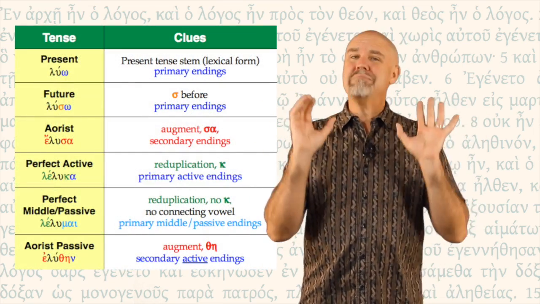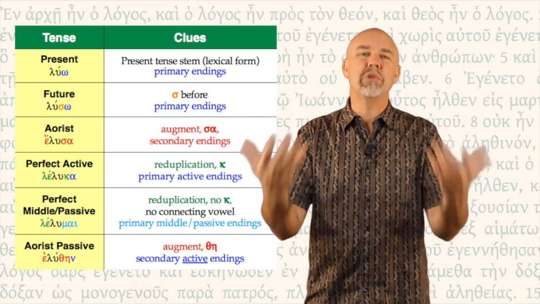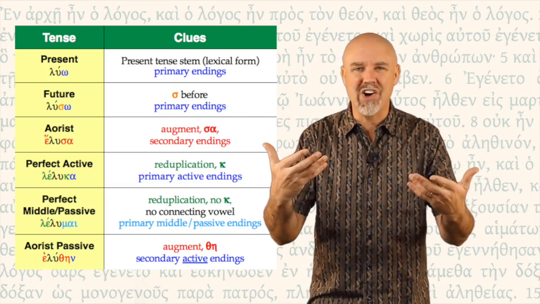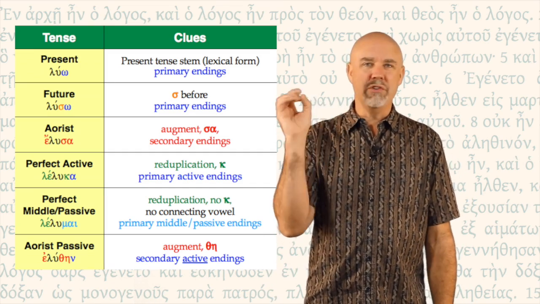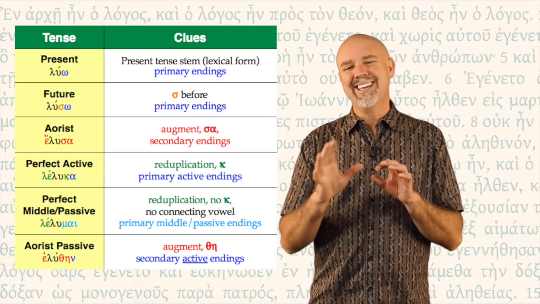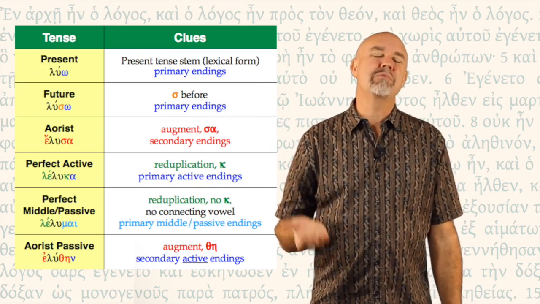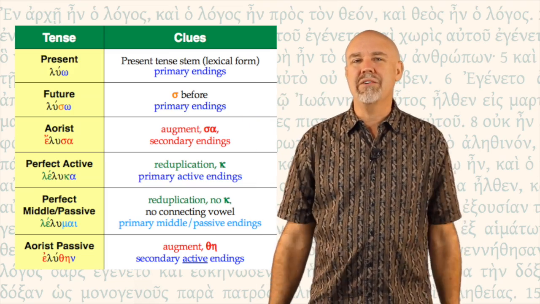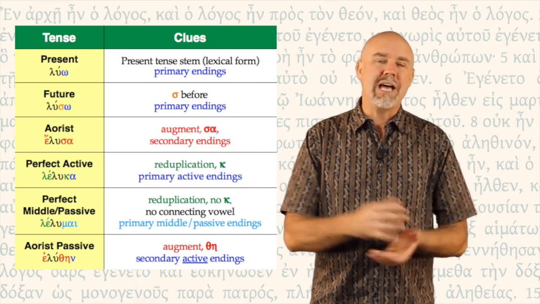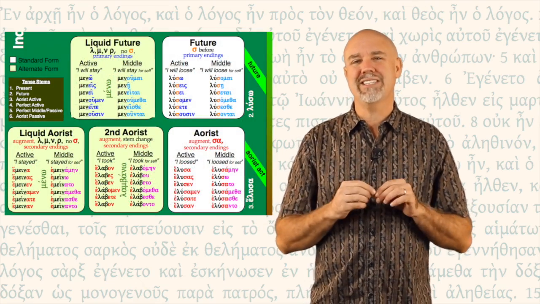Now, don't freak out because most of these are very regular. And we've already seen that the present tense stem is the one that you learn when you learn the word, right? Because the lexicon always lists the present active indicative. The future, we know the clue, usually a sigma before the primary endings. The aorist, we're used to the augment and the sigma alpha. The perfect has the reduplication and the kappa, or in the middle passive, the endings tacked on without any connecting vowels. And then the aorist passive has theta eta. Now what we'll see is that these stems, when they break off, almost always follow those patterns. So it's not as hard as it might sound.